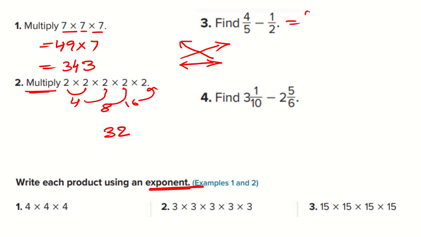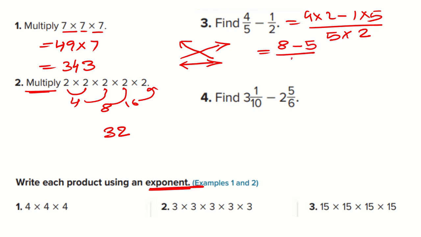So this is 4 multiply 2 minus 1 multiply 5 over 5 multiply 2. So this is 4 multiply 2, 8, 5 multiply 1, 5, over 10. So 8 minus 5, 3, 3 over 10. And you can see it cannot be simplified further. It is already in simplest form. So this is the answer.